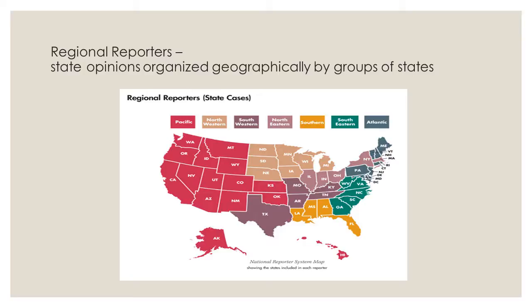So each system may publish their own cases. Think of the United States Supreme Court again. There's a reporter that only publishes SCOTUS decisions. Same thing with Michigan. There's a reporter that publishes only Michigan Supreme Court decisions.